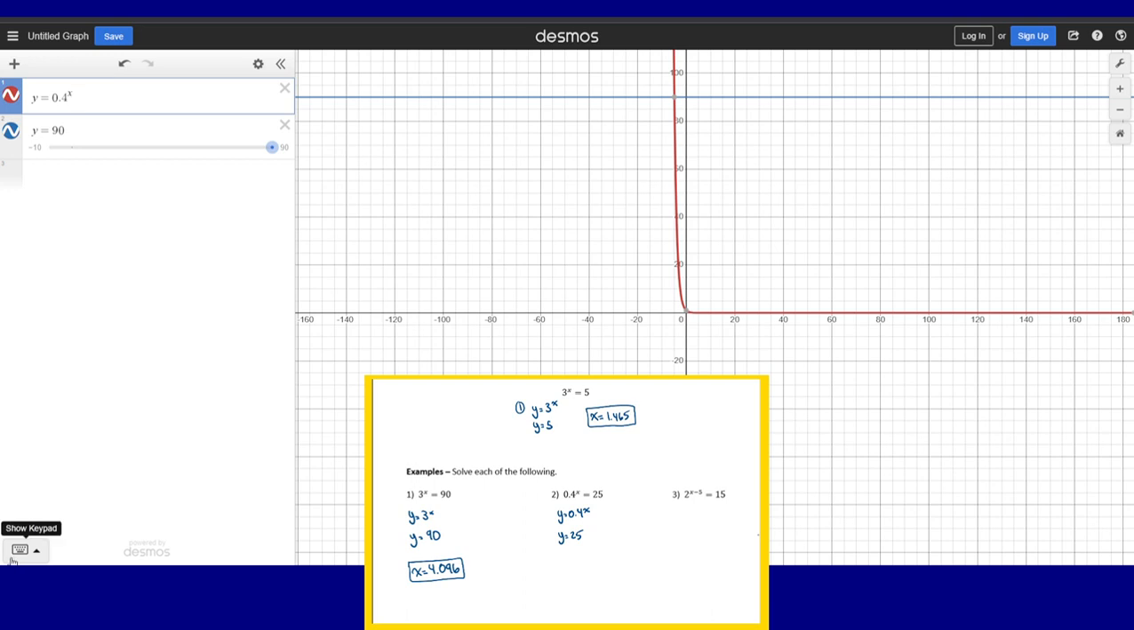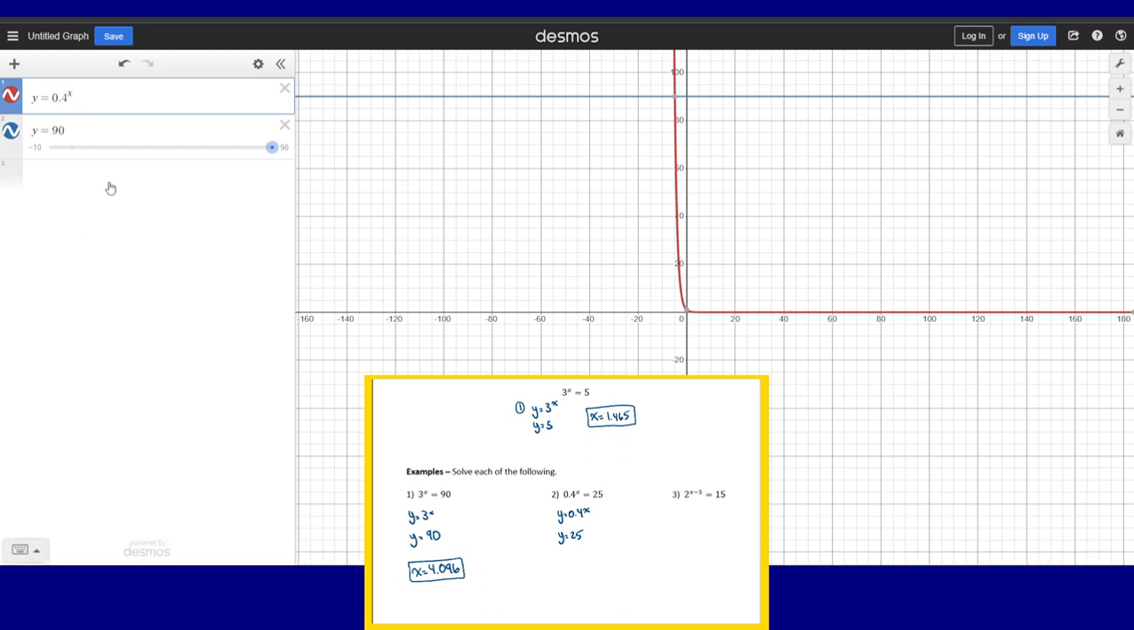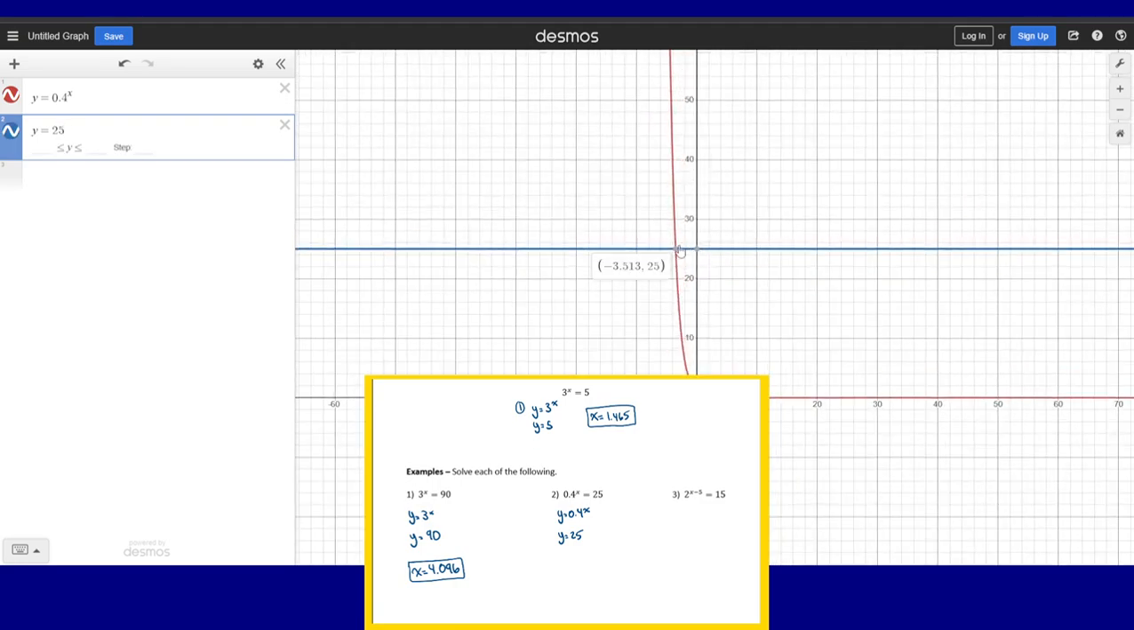Additionally, in the bottom corner, you see the show keypad. Kind of blocked by my other screen, but you can see that there is a keypad that pops up, so you can kind of click as well. So y equals 0.4^x, y equals 25. Those are the two equations. I'm going to zoom in to make sure I click on the right point. And we get that x is equal to negative 3.513. So you can see how it might be difficult to find these.